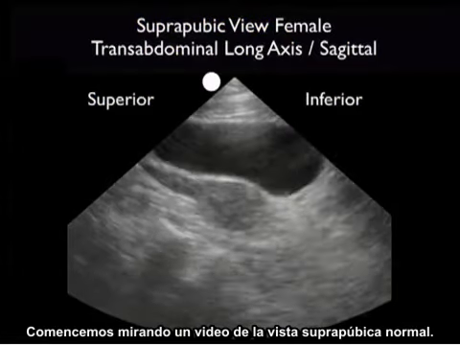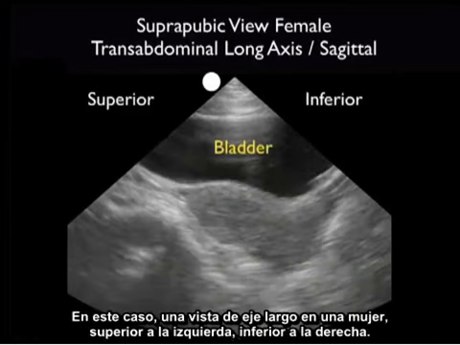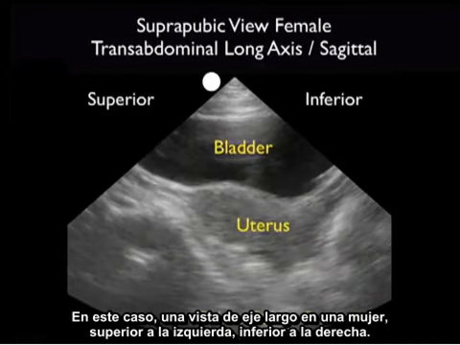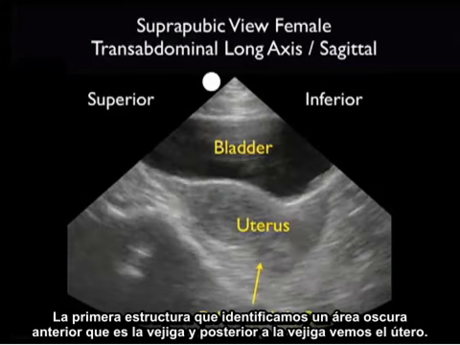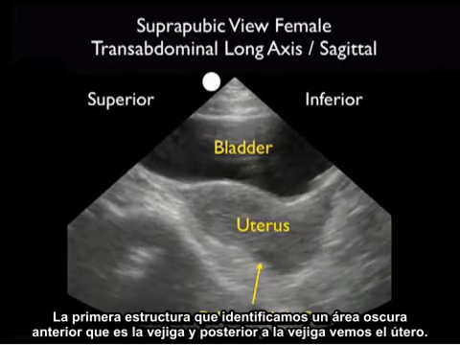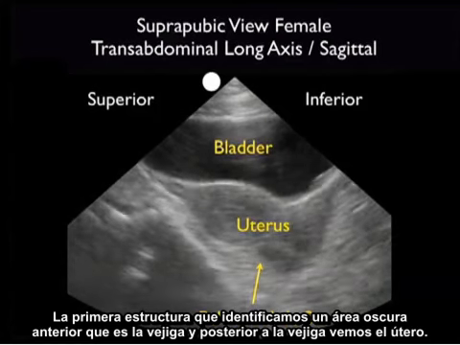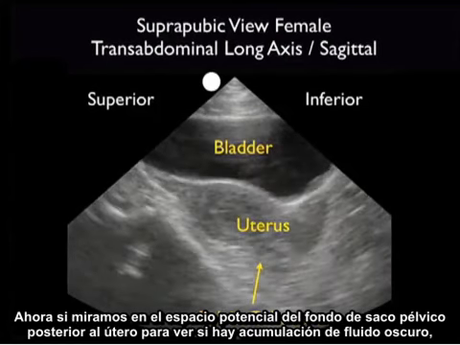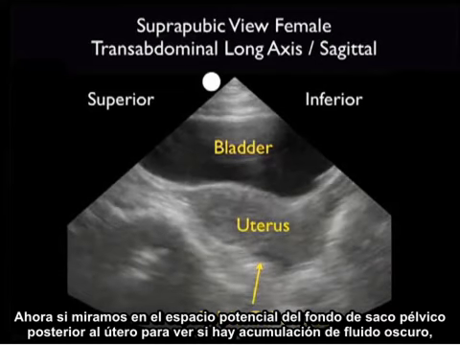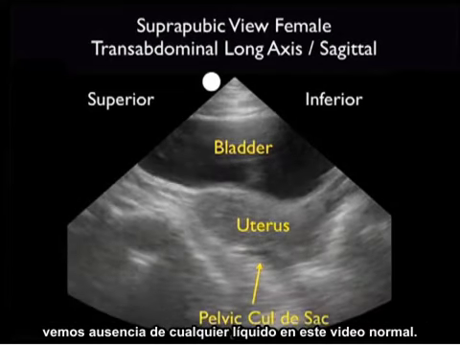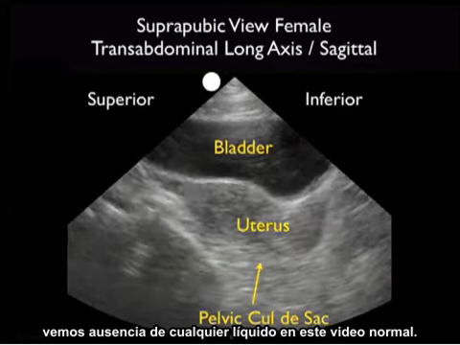Let's begin by looking at some normal video from the suprapubic view, in this case a long axis view in a female, superior to the left, inferior to the right. The first structure we identify is the bladder, the dark area, anteriorly, and posterior to the bladder we see the uterus. Now if we look into the potential space, the pelvic cul-de-sac posterior to the uterus for any dark fluid collections, we see an absence of any fluid on this normal video clip.